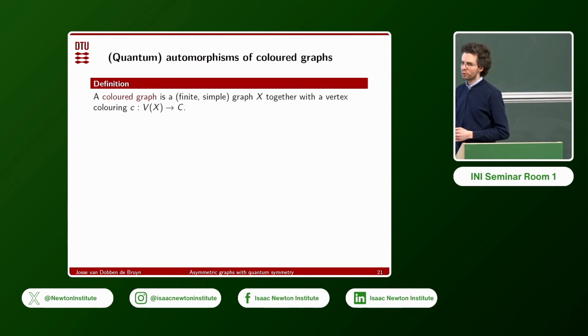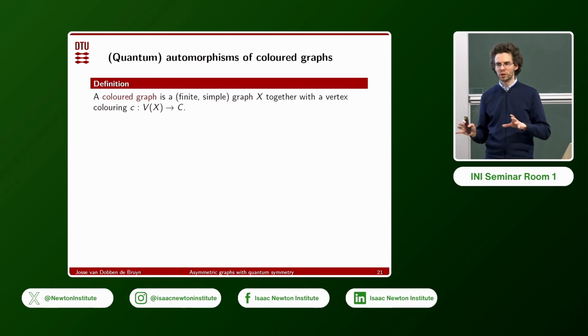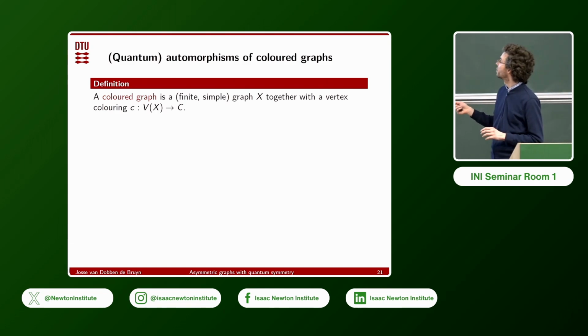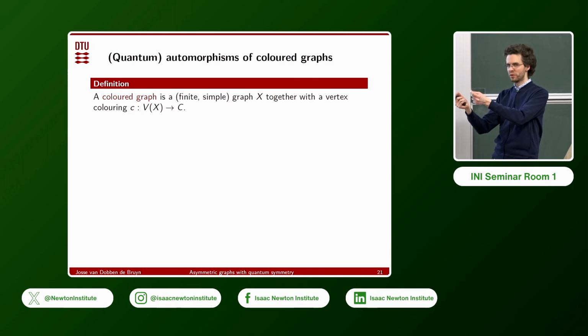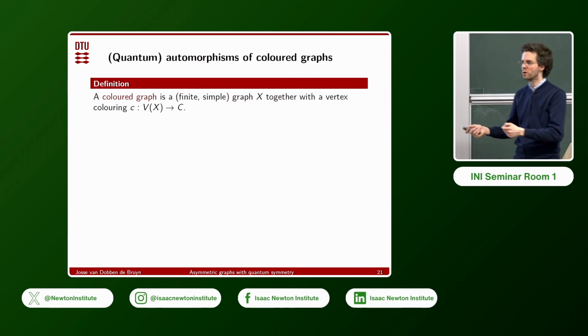Okay, so a colored graph. What's a colored graph? For me, a colored graph is just going to be a vertex colored graph. So we have a finite simple graph with a vertex coloring, and I don't require that this is a proper coloring. So adjacent vertices can have the same color. That's fine.